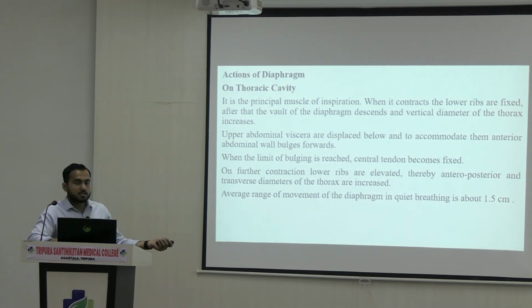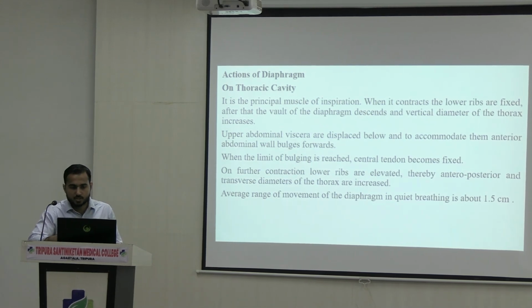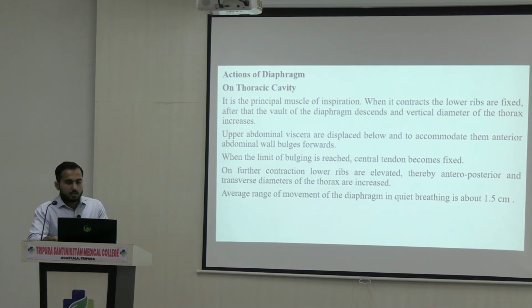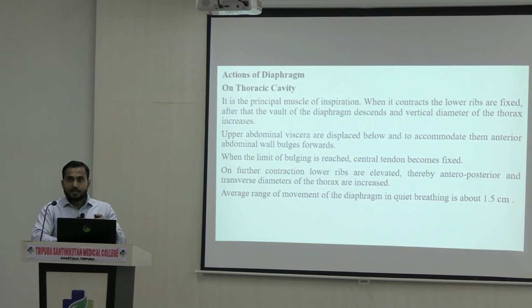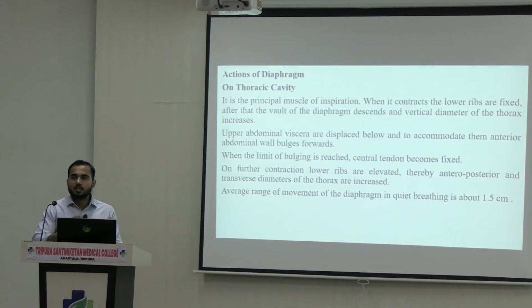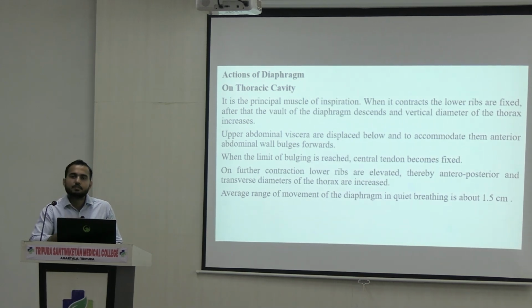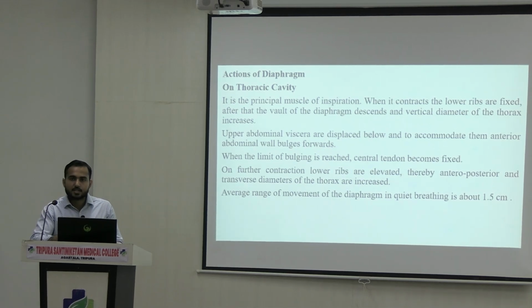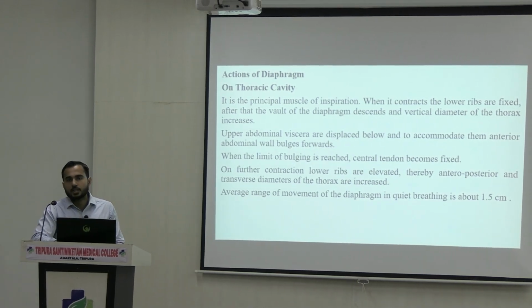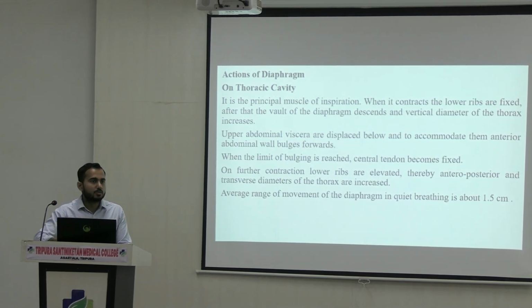Next will be the actions of the diaphragm. If any skeletal muscle is there, actions are also there. Now what are those actions? In the actions of the diaphragm, the actions are taking place in 3 particular areas. What are those 3 areas? First, the actions are taking place in the thoracic cavity. Next, in the abdominal cavity, and then in the major openings of the diaphragm.